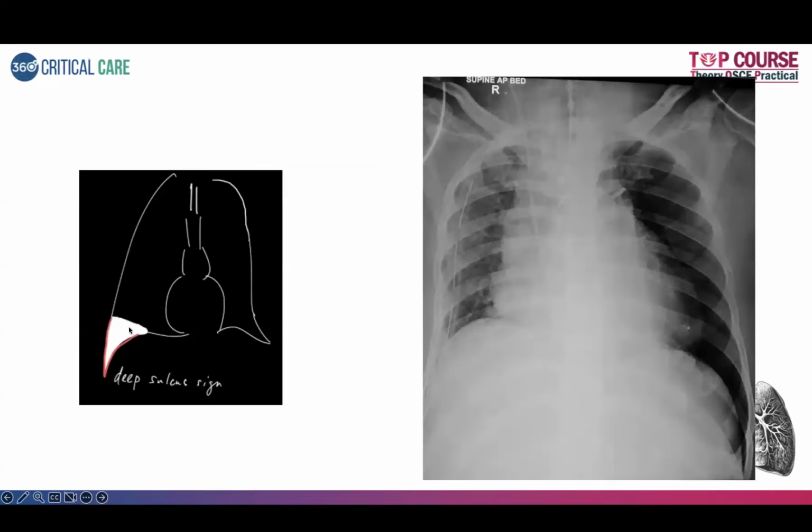So here, as I said, the air accumulates in the costophrenic sulcus, as we can see here, making it look more amplified. So here it is very much visible, and this is called the deep sulcus sign.